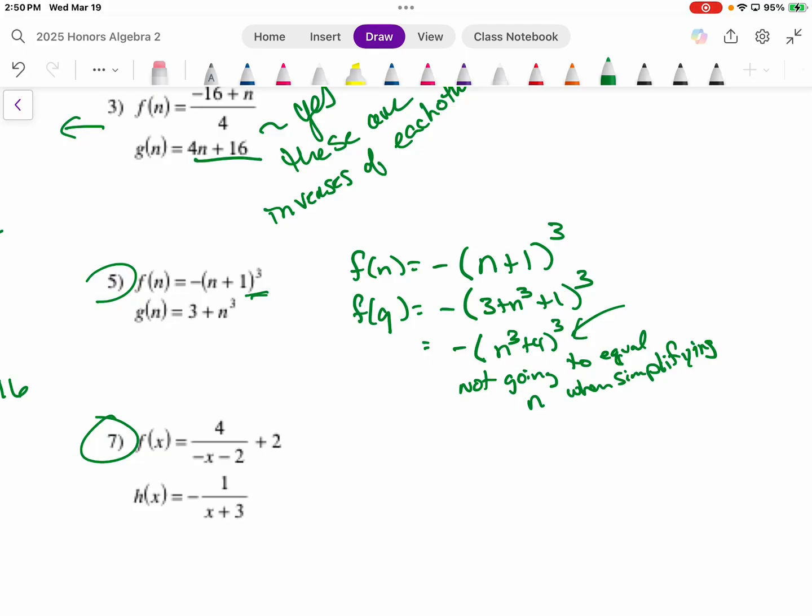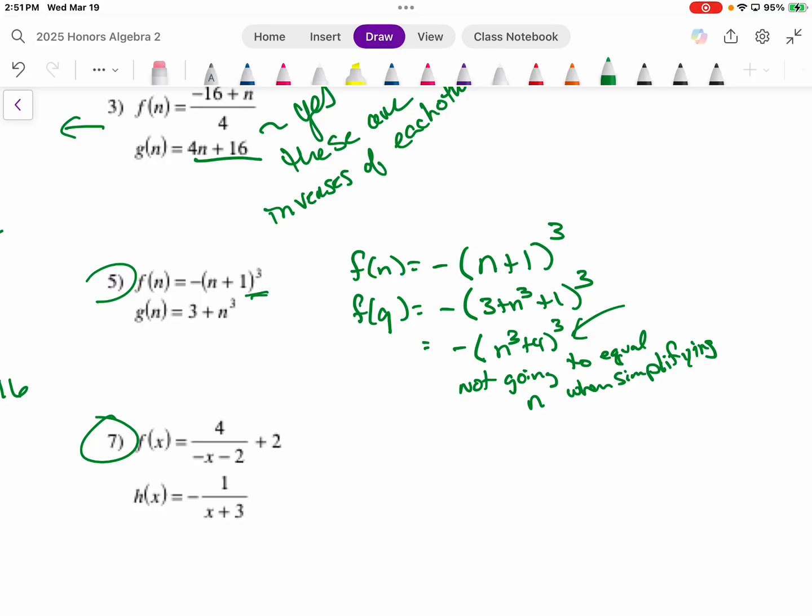It would have to be like, let's say they had the cube root of 3 plus n, and then we would be able to stick that in there, and that may be okay. And we have some that are like that. So again, we can use some common sense as we do things.